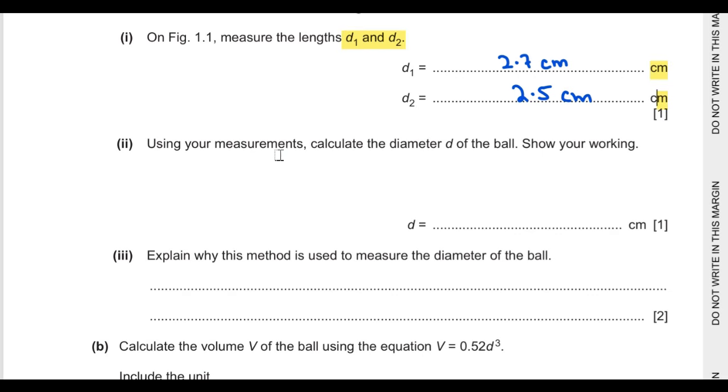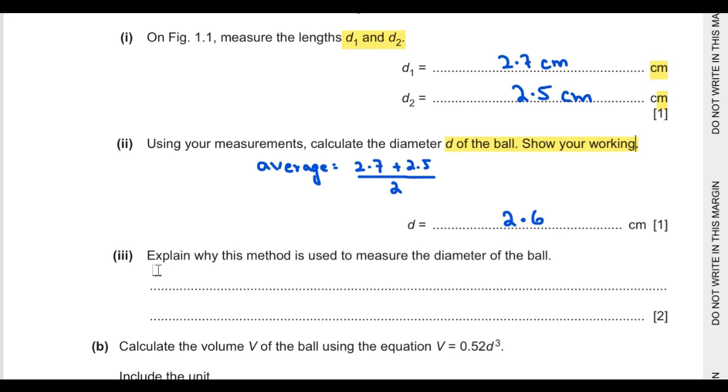Second part says, using your measurements, calculate the diameter D of the ball, show your working. We have got two values of the diameter, 2.7 and 2.5, and to measure D accurately we'll take the average of both values. So to take the average, I'll add 2.7 and 2.5 and divide it by the number of values. We have two values right now, so I'll divide it by 2, and the average value for the diameter will turn out to be 2.6 centimeters.